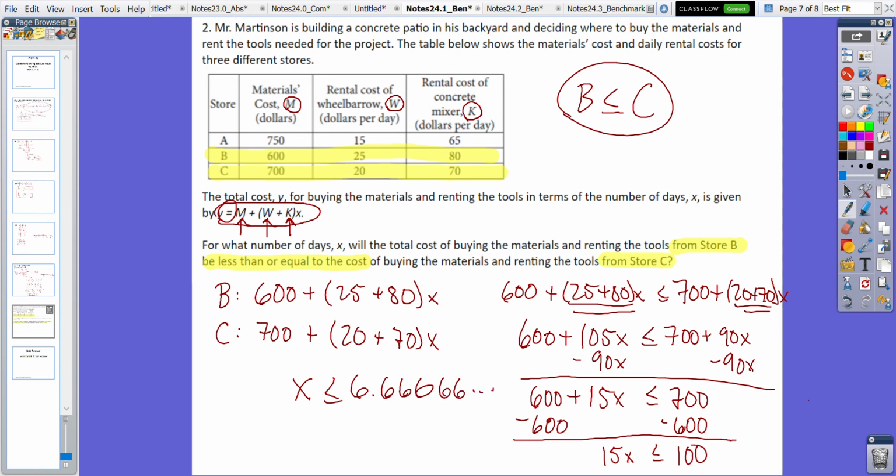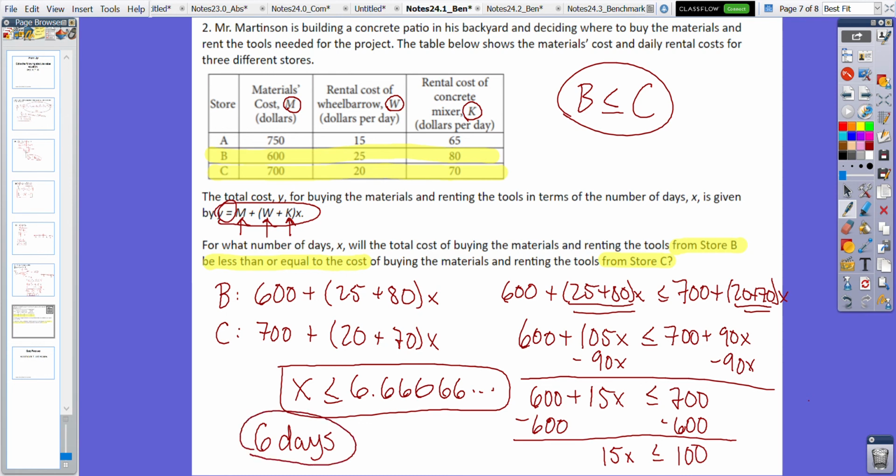Now, if we know anything about rental policies, they usually don't give us an option to rent a fraction of a day. So we need to look at the first whole number that is less than this repeating decimal of 6.6 repeating, which would mean that Mr. Martinson has 6 days if he's going to go with store B. Maybe he knows somebody there, maybe he has a friend there that'll give him a good deal. But until he is able to finish his project in 6 days, once he gets to the 7th day, he's going to start wasting money because that's when store C becomes the cheaper option.